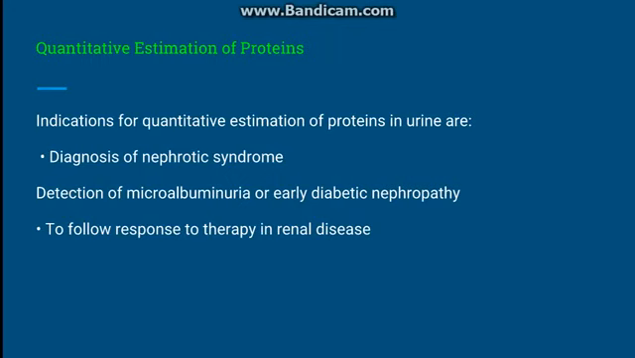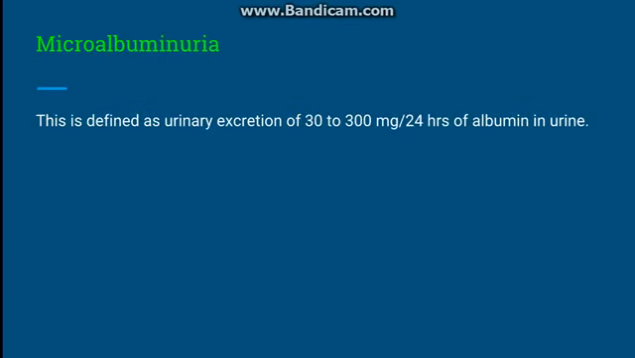Going to the quantitative estimation. Now quantitative estimation is needed for diagnosis of nephrotic syndrome, in which the value of protein excretion is very important for detection of something known as microalbuminuria, and also to follow the response to therapy in cases of renal diseases. We will discuss microalbuminuria briefly. Now what is it?